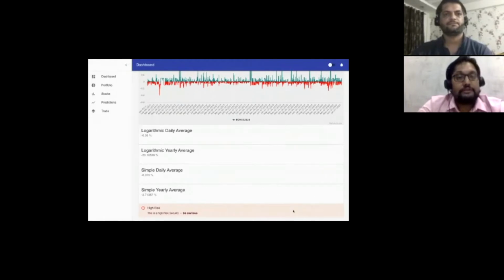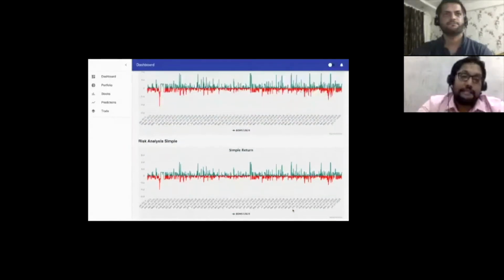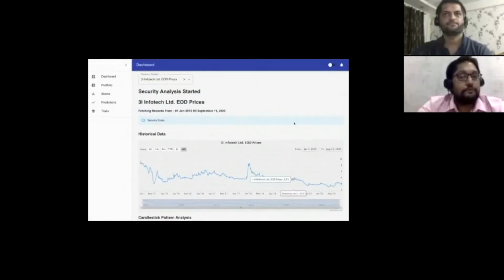So this is how the system is going to analyze all the securities, and will keep updating the data for all of them each and every day of the trade which the system is going to perform.